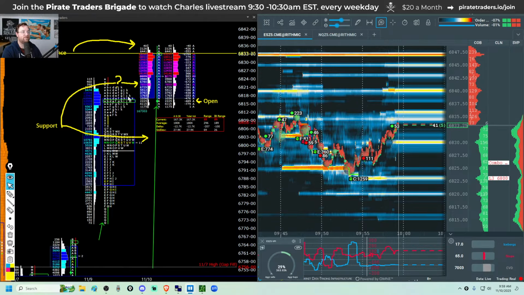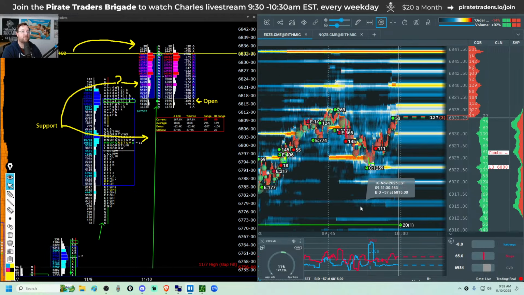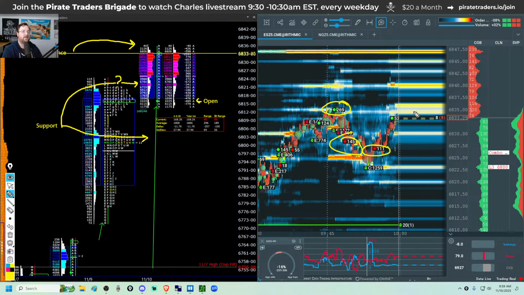And then what are they going to do? They're going to come back to that overnight high again. These high frequency bots will do what works until it doesn't. Squeeze shorts, squeeze longs, and now squeeze shorts.